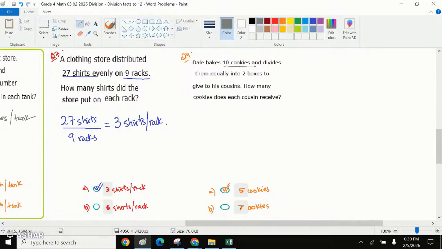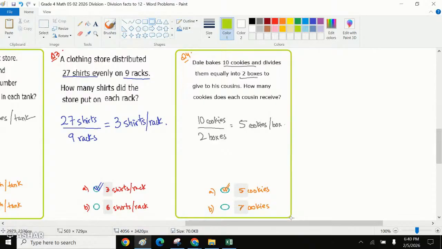And how can we break this down? There were 10 cookies divided into 2 boxes, right? That means 10 divided by 2 is 5 cookies in each box, which is, yes, option A. So that means Dale is giving 1 box to each cousin, right? He has 2 boxes, he will give 1 box to each of his cousins. Yes, Semi, option A is correct. Okay. Let's try one more.